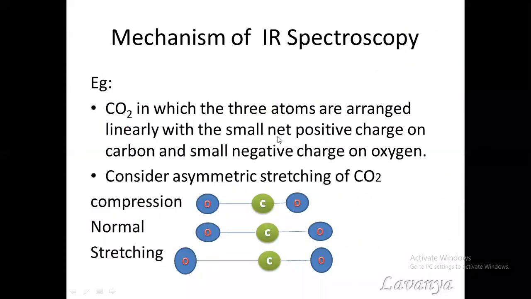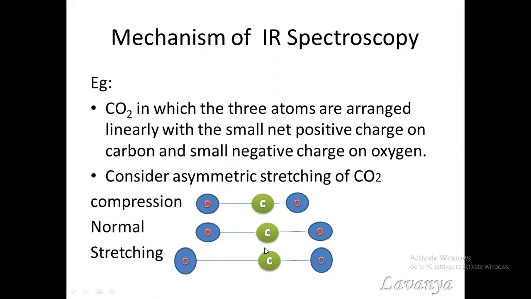Coming to the mechanism of IR spectroscopy. Here, the symmetric stretching of the carbon dioxide molecule is not IR active, but the carbon dioxide molecule will exhibit asymmetric stretching. If I consider this as a normal CO2 structure, one of the oxygen atoms remains in its position and the other one is compressed. Or else one of the oxygen atoms remains in its position, the other oxygen may stretch. So this is considered asymmetric stretching. The asymmetric stretching of carbon dioxide is IR active.